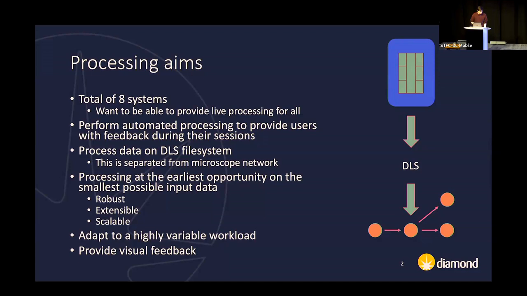In terms of the pipeline itself, the auto processing pipeline, we want to make some system that is robust, extensible, and scalable, the standard buzzwordy things. And it has to be able to adapt to a highly variable workload, both in terms of the heterogeneity of the compute requirements of the individual applications in the pipeline, and also in terms of the highly fluctuating data rate coming off the microscopes, as the acquisition rate is not constant. And we also need to provide some visual feedback to the users in a useful format.